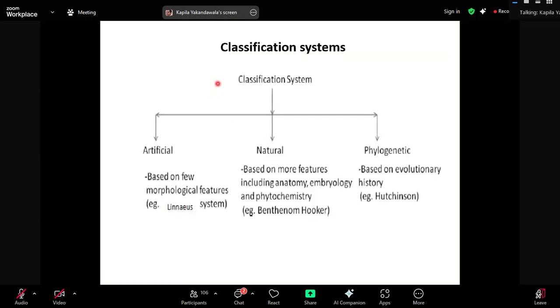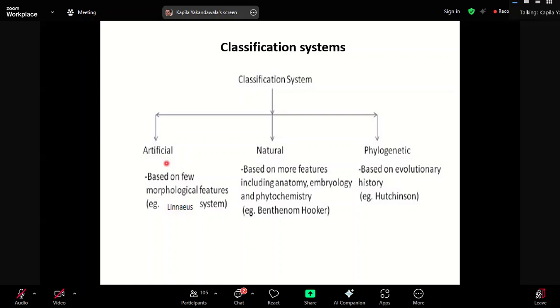With that, let me move to the classification systems. We use 3 different classification systems. The first one, used earlier in Linnaeus's time. Carl Linnaeus used an artificial classification system. In that system, we use only morphological characters like flower color, leaf shape, leaf size, number of petals, number of stamens, those features. Only based on morphological characters. That system was known as artificial classification.